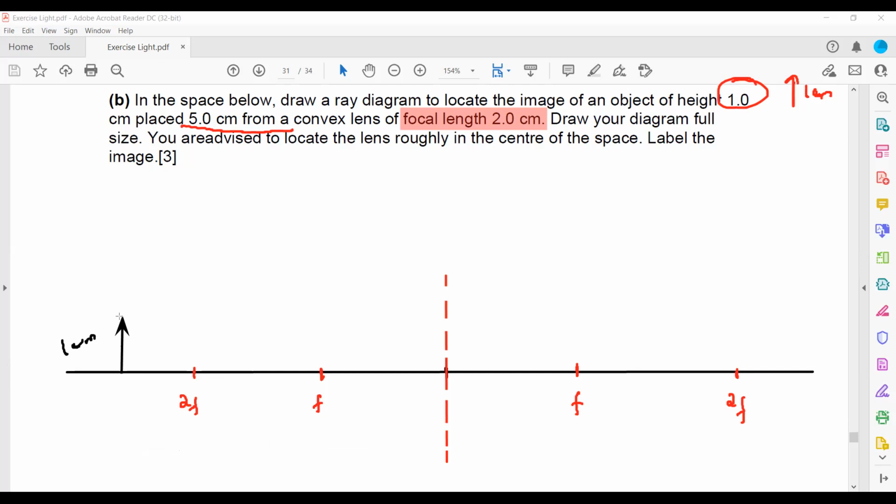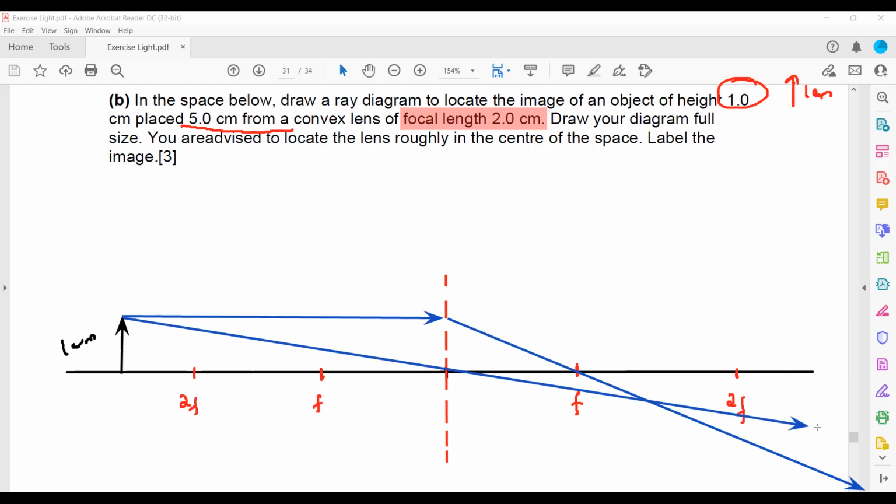Then the parallel light ray, how to complete? Now from the tip of the object, draw the parallel light ray. Horizontal, it will pass through focus. And one through the center of the lens will pass straight.